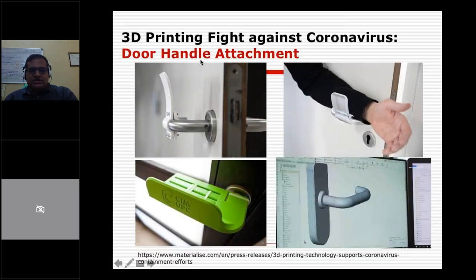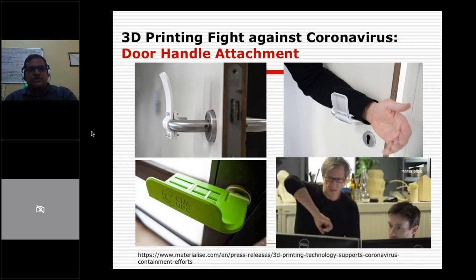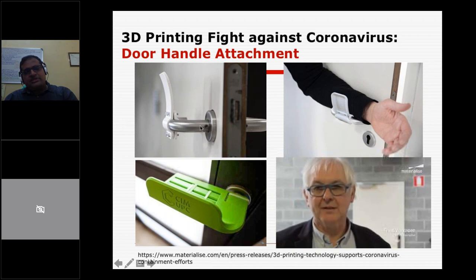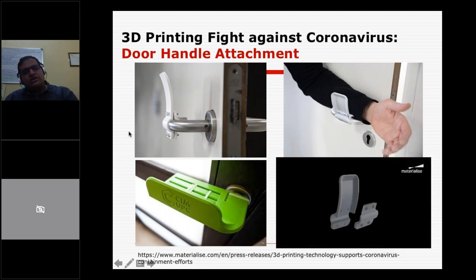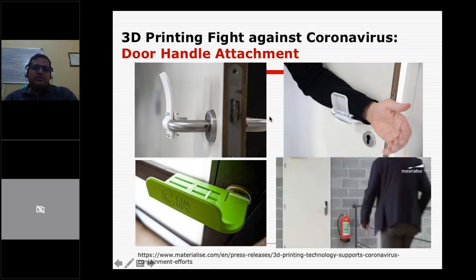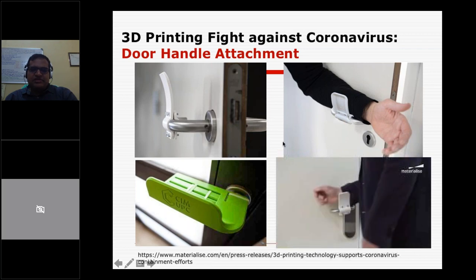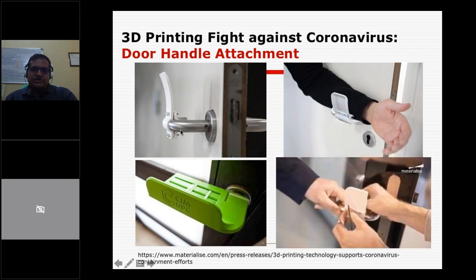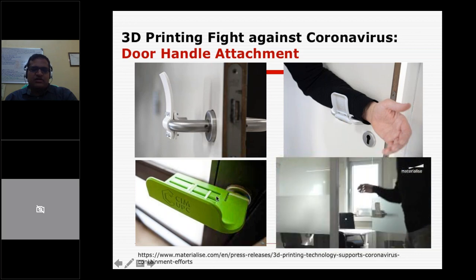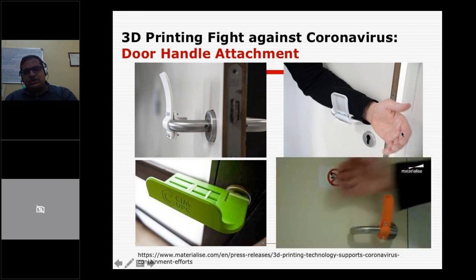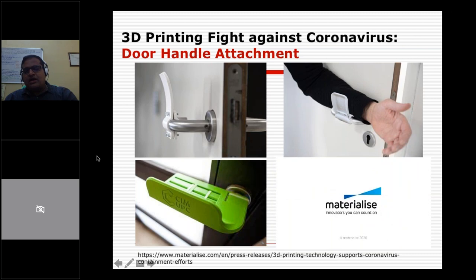And one more idea from Materialise: normally, door handles are the culprit, especially in public places or hospitals, where you touch them with your fingers or with your palm. Then the virus will spread. So that is the culprit we need to avoid. You can download from Materialise, they have different designs of STL files, so you can download as per your door handle configuration. You can fix it with screws, or you can fix it with some kind of wire or cables. And the idea here is you are using your elbow, not your finger or your palm. You are using your elbow, so you are not spreading the virus.